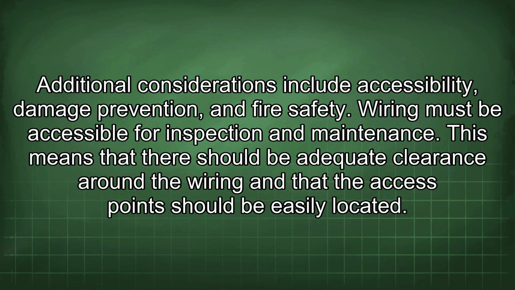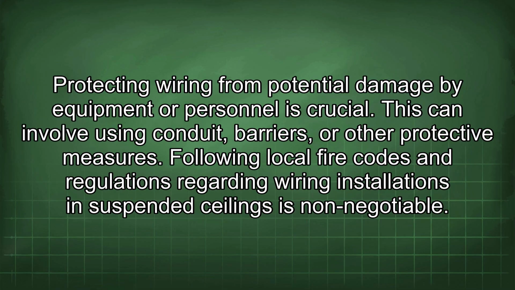Additional considerations include accessibility, damage prevention, and fire safety. Wiring must be accessible for inspection and maintenance. This means that there should be adequate clearance around the wiring and that the access points should be easily located. Protecting wiring from potential damage by equipment or personnel is crucial. This can involve using conduit, barriers, or other protective measures.